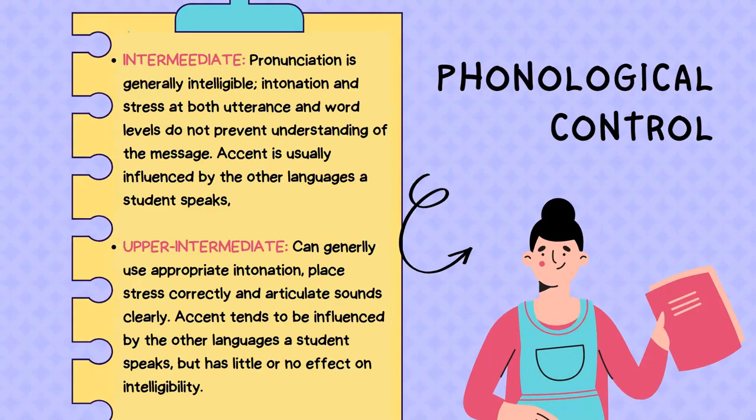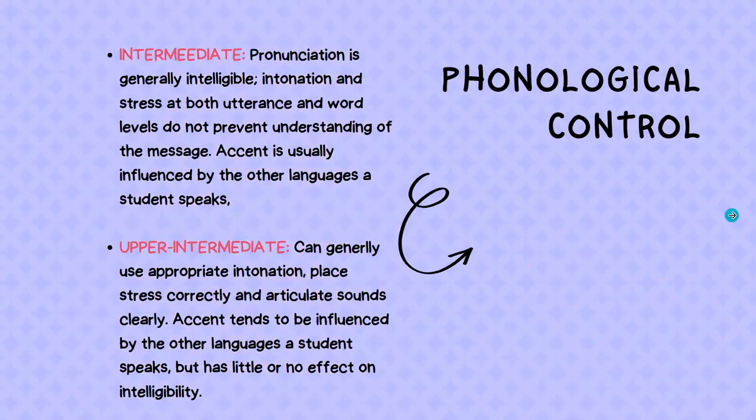Intermediate level students, their pronunciation is generally intelligible. Intonation and stress at both utterance and word levels do not prevent understanding of the message. Accent is usually influenced by other languages or students' native language. Upper intermediate level students can generally use appropriate intonation, place stress correctly, and articulate sounds clearly. Accent still tends to be influenced by other languages a student speaks, but has little or no effect on intelligibility.